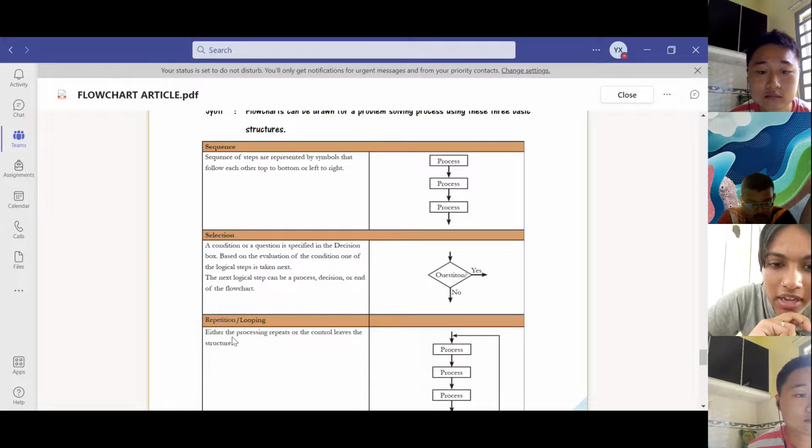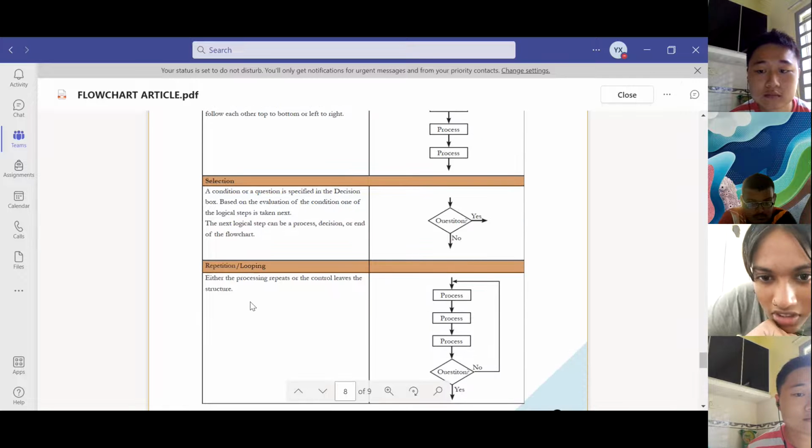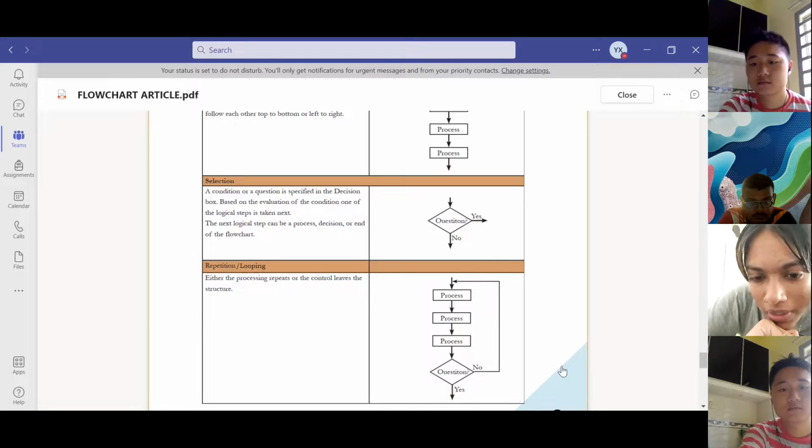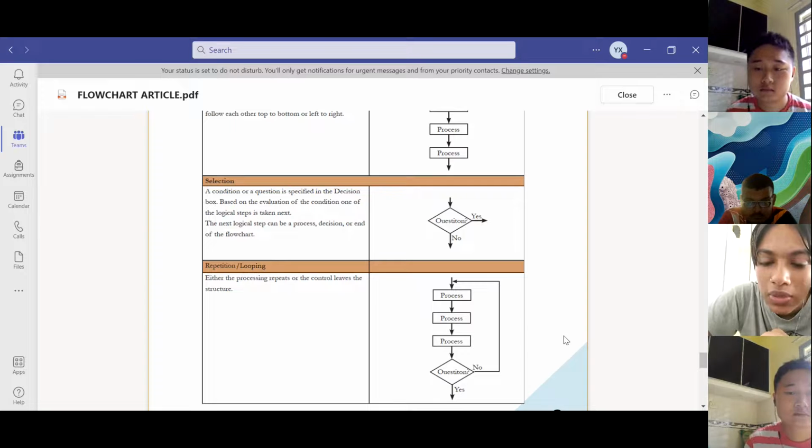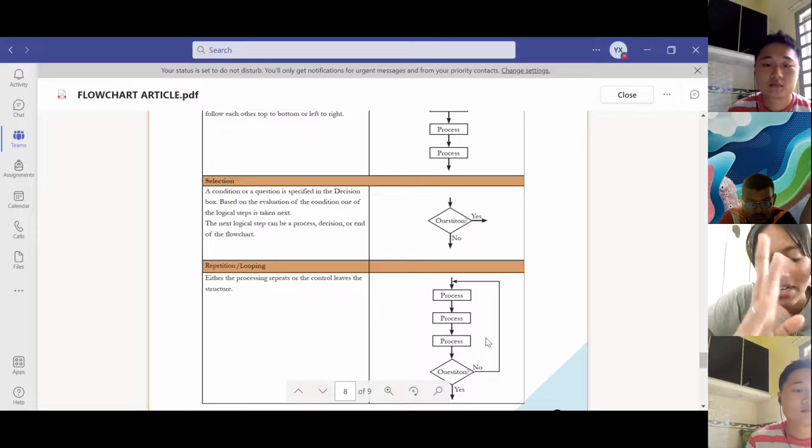As for repeating or looping, either the processing repeats or the control leaves the structure. If it is yes, it will go straight down, and if it is no, it will go to the right.